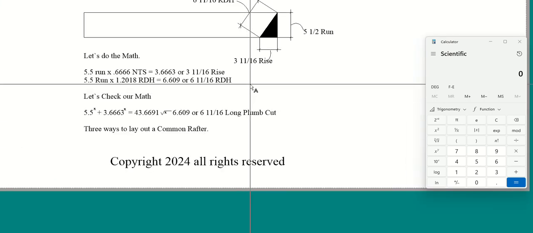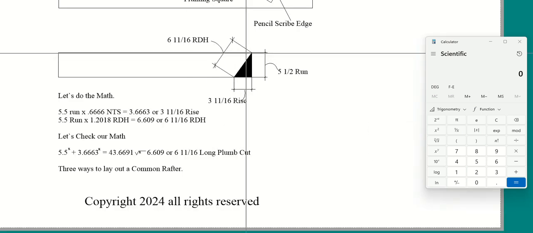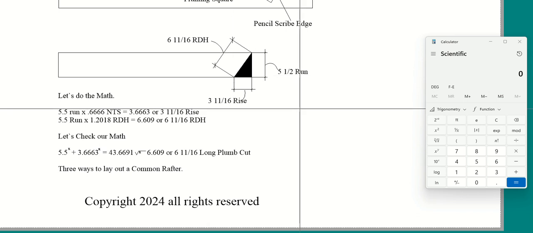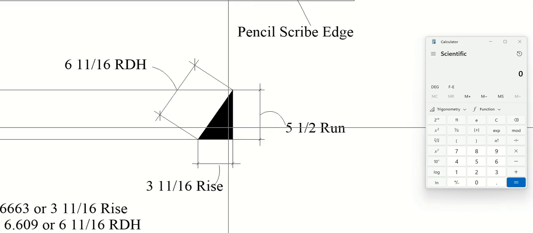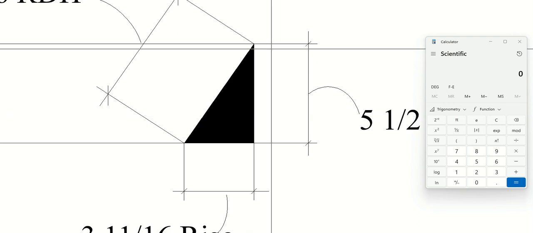Now, we can do it by math as well. And a lot of times you're going to need to know this plumb cut length for when laying out a seat cut to get heel height. So you know how much your roof would be to the top of your ridge board. That's in another lesson. So this black triangle is nothing more than an 8 and 12 roof pitch.